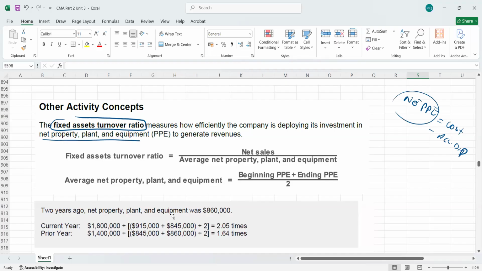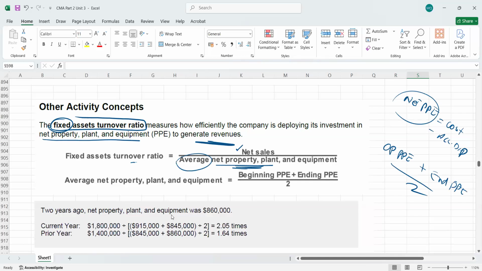Because this ratio is about fixed assets, we are not talking about intangible assets, only tangible fixed assets. So it measures how efficiently the company is deploying its investment in net PPE to generate revenue. I'll explain the interpretation, don't worry. How do you calculate the fixed asset turnover ratio? You take net sales, not just cash sales or credit sales, both, net. Divide by average net PPE, which is opening net PPE plus ending net PPE, figures given in the question, divided by 2.